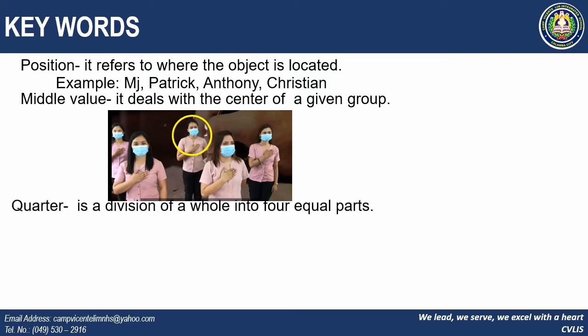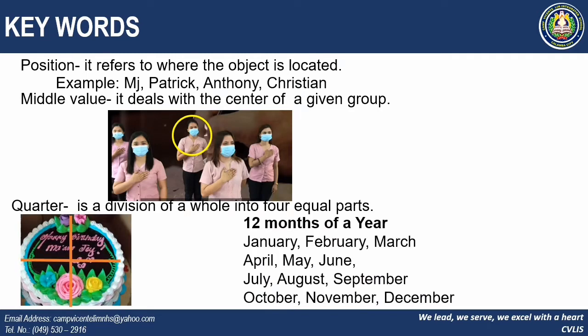Quarter concerns the division of a whole into 4 equal parts like this. It is also the same with the 12 months of a year, where a year can be divided into 4 equal subgroups or quarters, wherein the first quarter begins in January and ends in March. The second quarter starts in April and ends in June. That is also the same with the succeeding quarters.